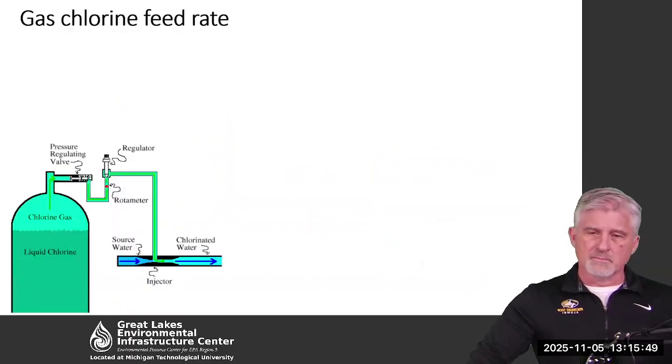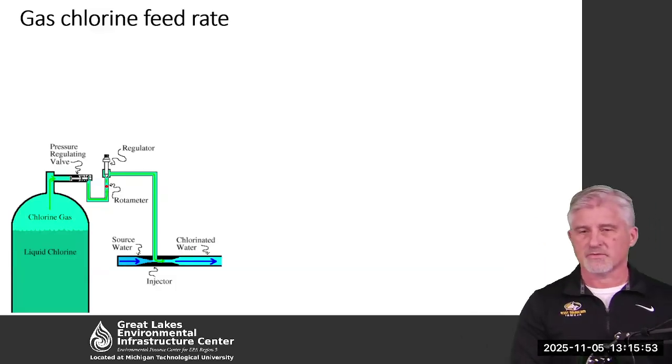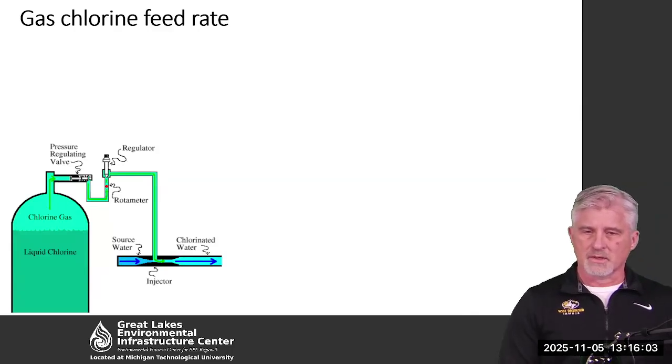All right, so we're going to talk a little more specifically about the different types of chlorine. There are three main types of chlorine: a solid, a liquid, and a gas. And from this slide, you can see the layout of a gas chlorine system. These tanks produce a gas, which gets put into the water stream.